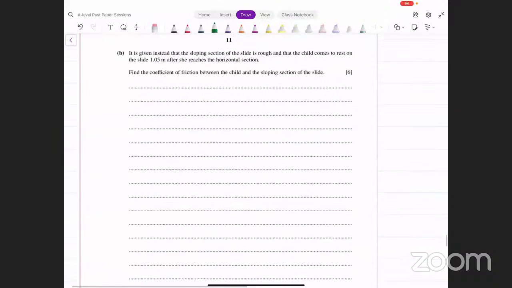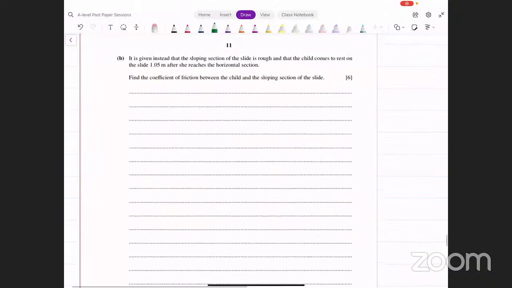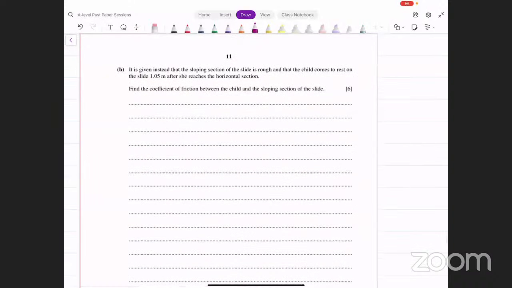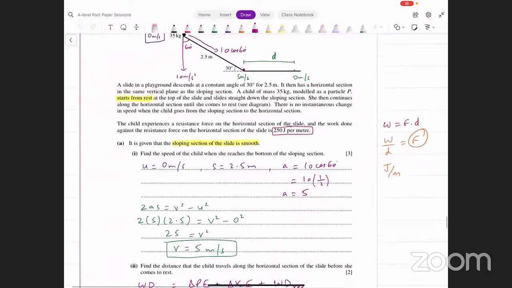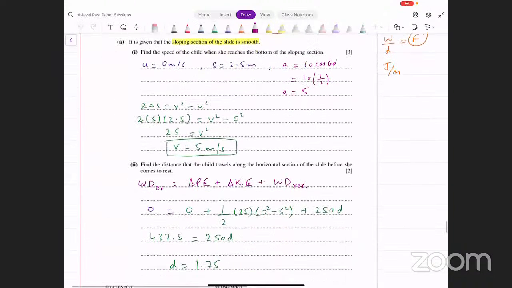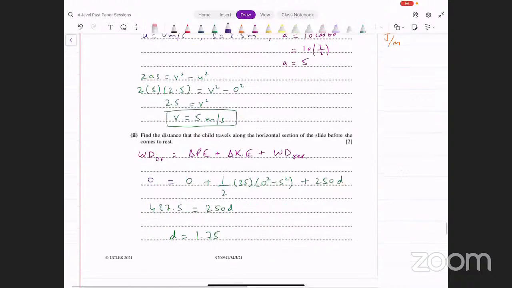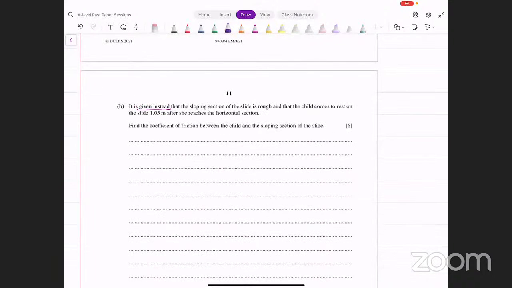It is given instead that the sloping section of the slide is rough and that the child comes to rest on the slide 1.05 meters after she reaches the horizontal section. Now it says the sloping section is rough. What we did in part A is no longer relevant. Keep that in mind. The velocity we found earlier is not relevant anymore. Everything has changed, so now we have to do the calculations again. That earlier work is no longer applicable.